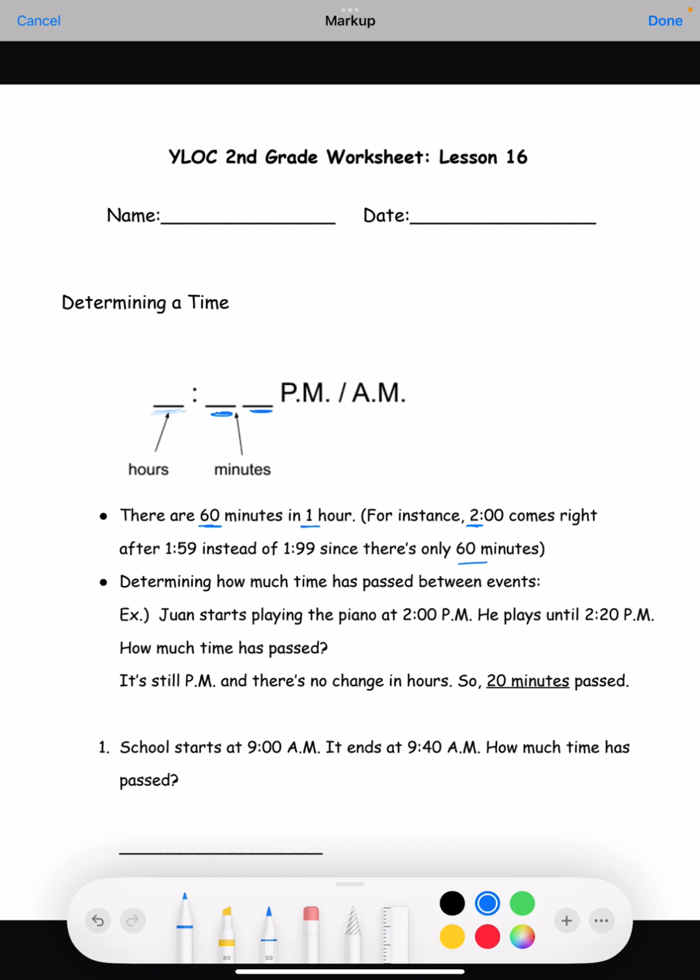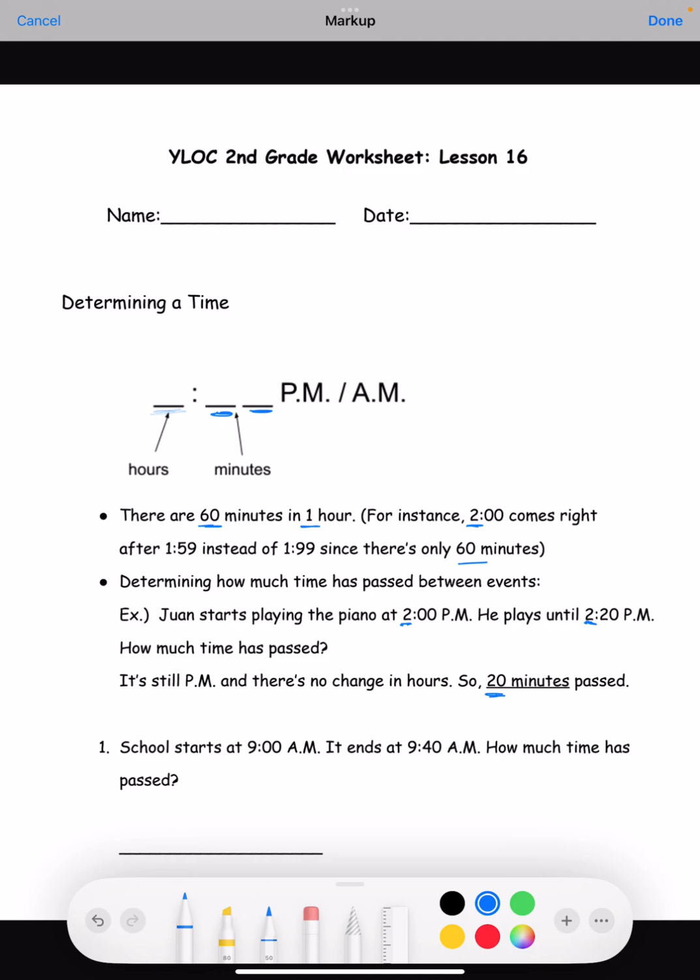Determining how much time has passed between events. Example, Juan starts playing the piano at 2 p.m. He plays until 2:20 p.m. How much time has passed? So we can see that the hour didn't change. It's still 2 and it's still p.m. But the minutes went from 0 to 20. So 20 minutes has passed.